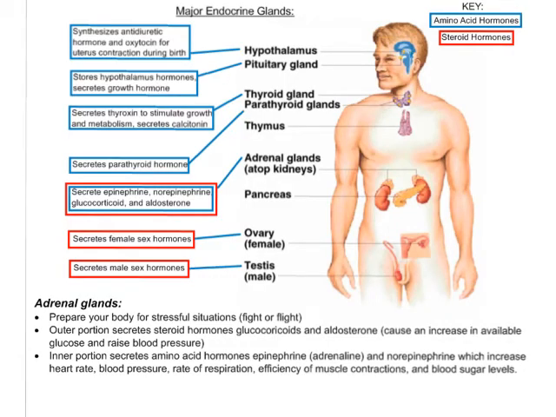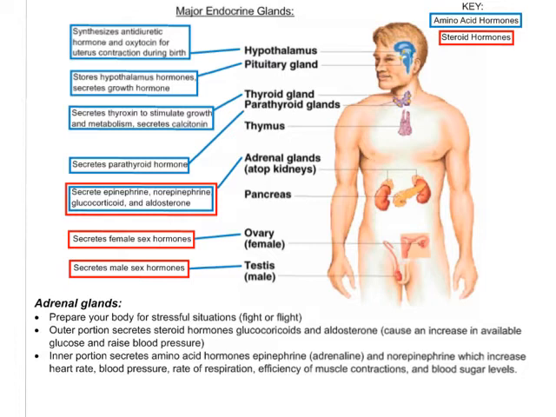So now let's look at these major endocrine glands. Here's a diagram showing where these glands are located, as well as a key. And if you'll notice, the amino acid hormones are secreted by glands that have a box around them in blue. Steroid hormones are secreted by glands that are boxed in red.